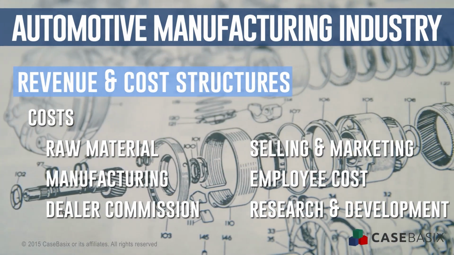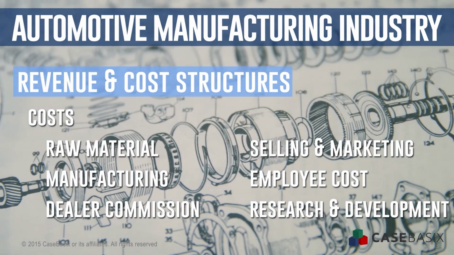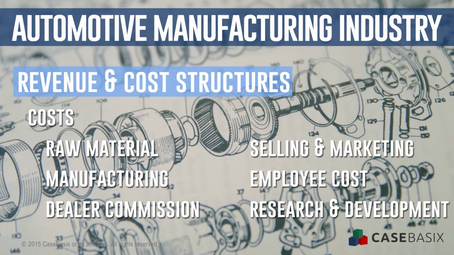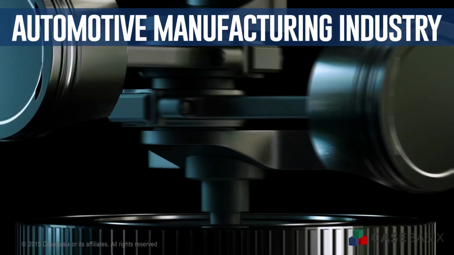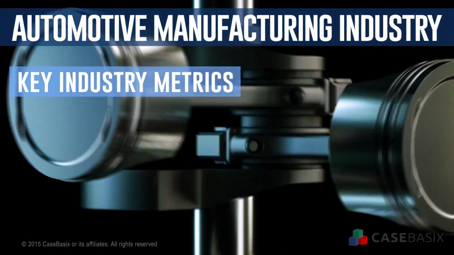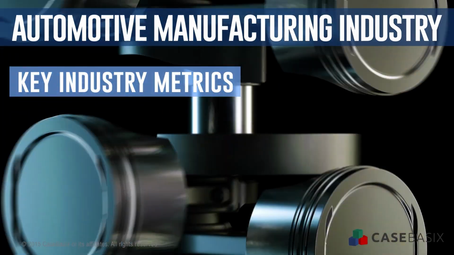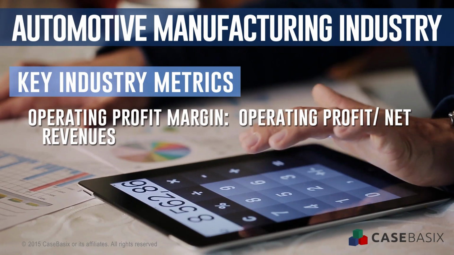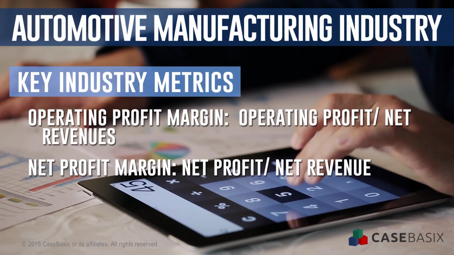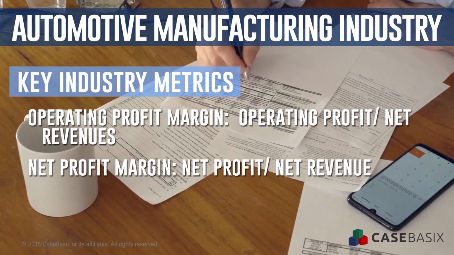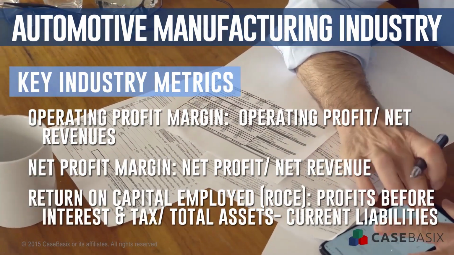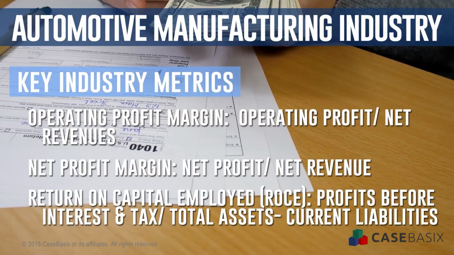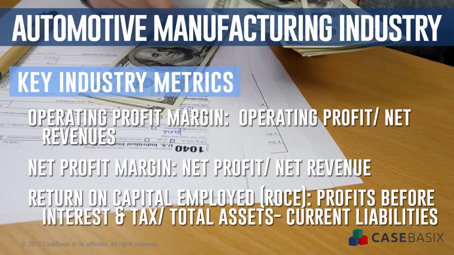Research and development. Any spending made on R&D to develop new products based on new technologies, fuel, variants, and increased efficiencies. Key financial ratios related to this industry are operating profit margin, operating profit divided by net revenues; net profit margin, net profit divided by net revenue; return on capital employed, ROCE, profits before interest and tax divided by total assets minus current liabilities.